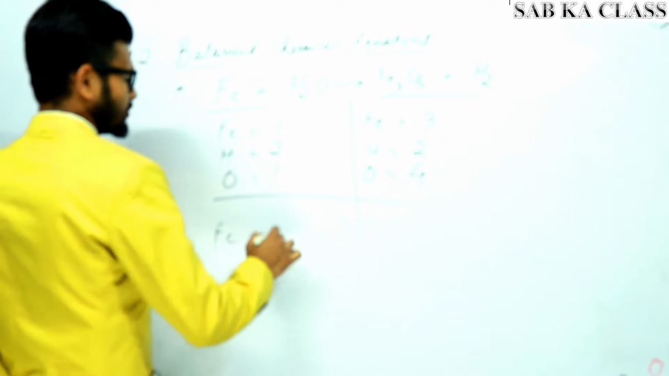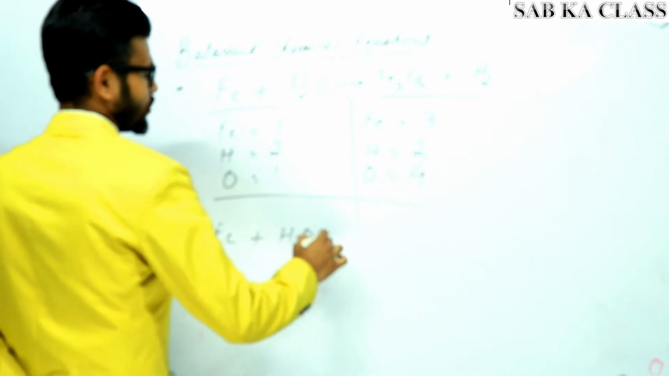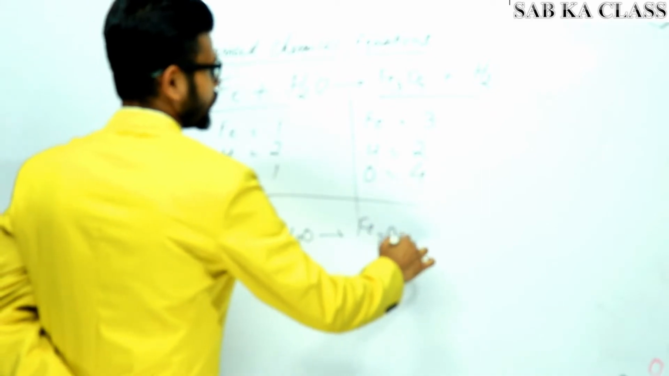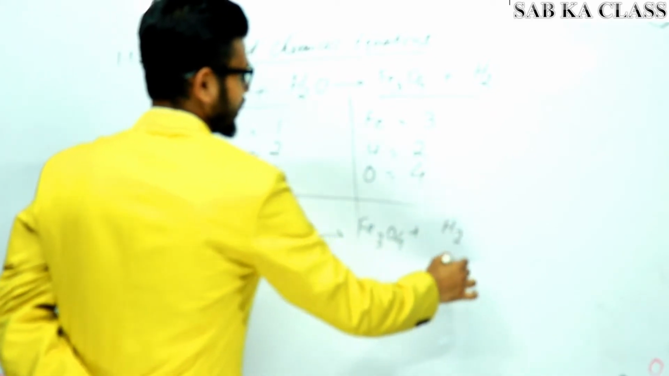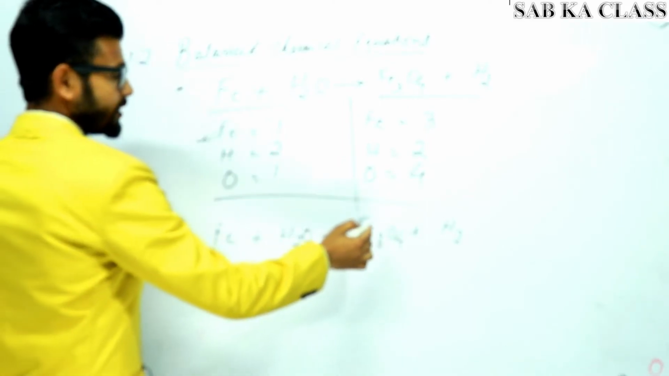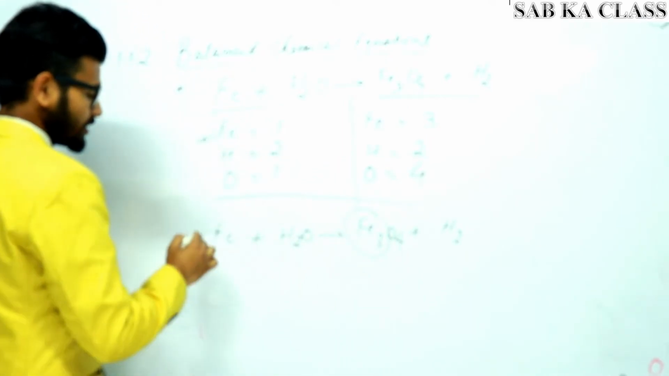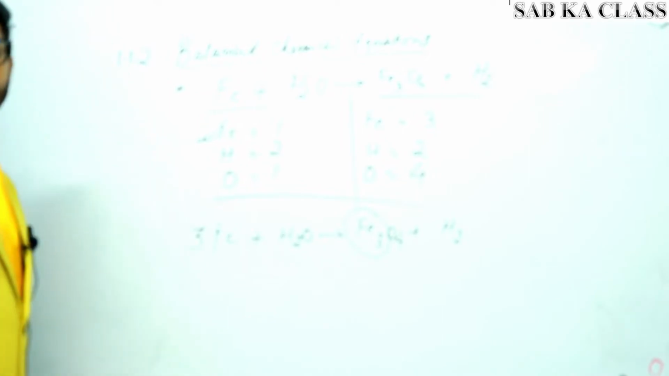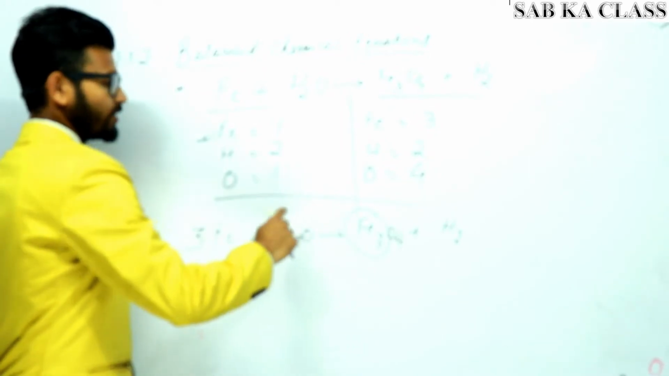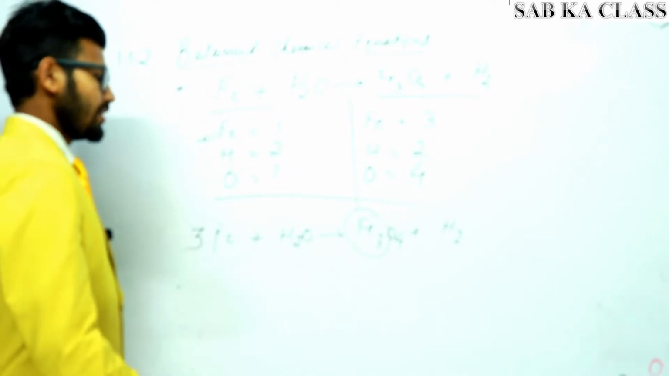So Fe plus H2O gives you what? Fe3O4 plus H2. Let us firstly start from the Fe side. So how many Fe are there? 3. So let us put here 3. So from our viewpoint, we can see that the iron is balanced already.